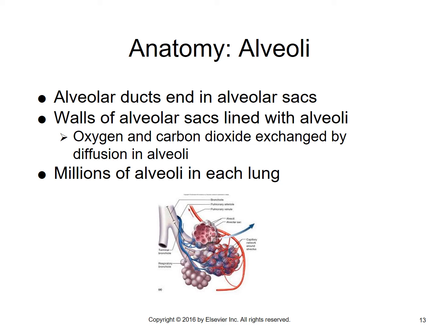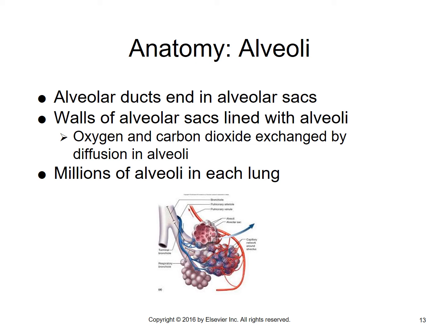Now, how many are there? There's millions. There's millions of alveoli in each lung. Now, obviously, if there's millions of them, they're very, very tiny. In fact, they are microscopic. But if you look at the drawing here, you've got the terminal bronchiole, and then notice it always reminds me of kind of like clusters of grapes, it looks like, right? But it's a hollowed out area.